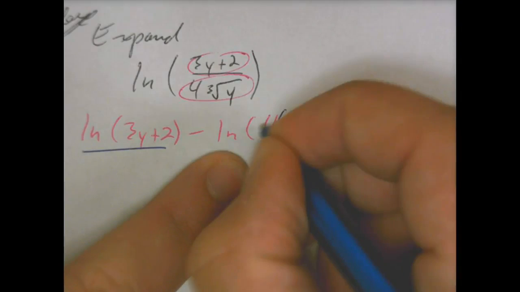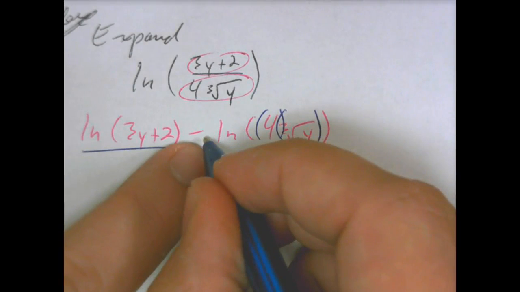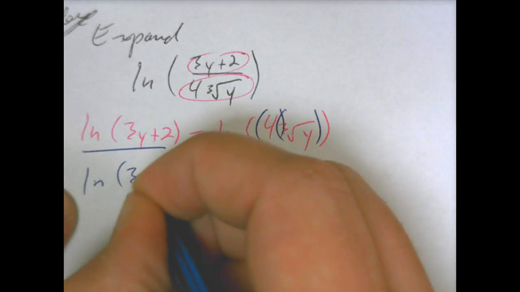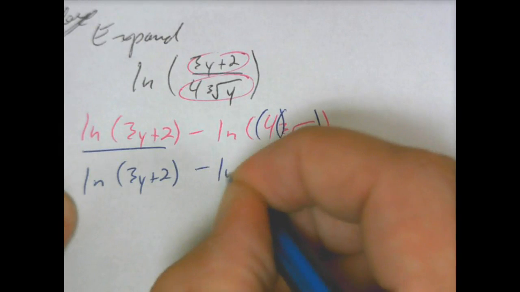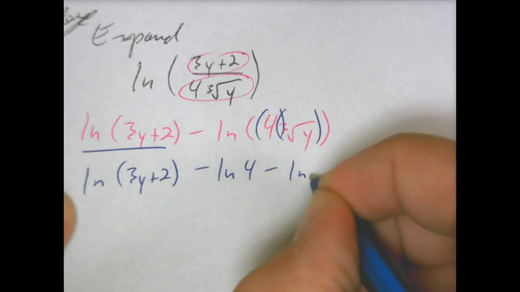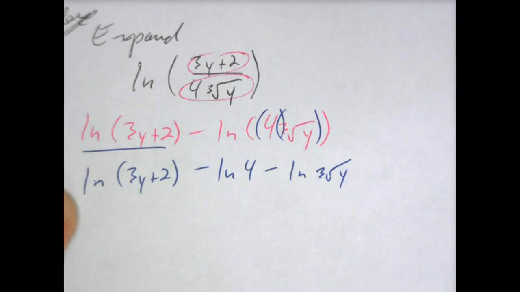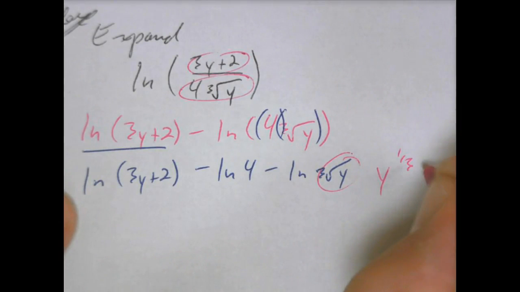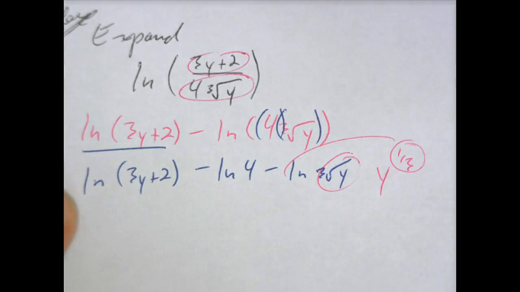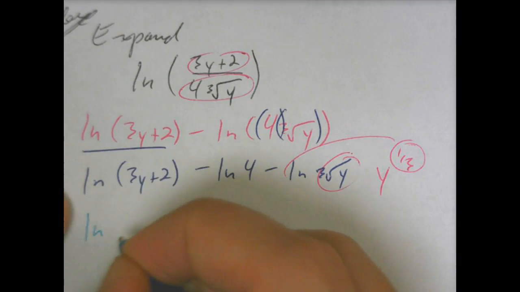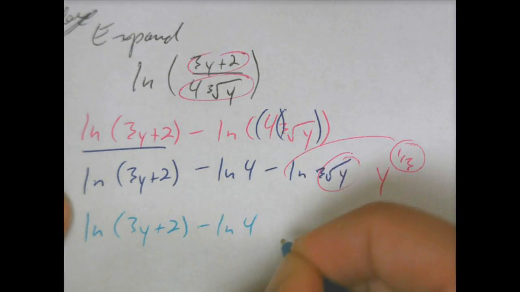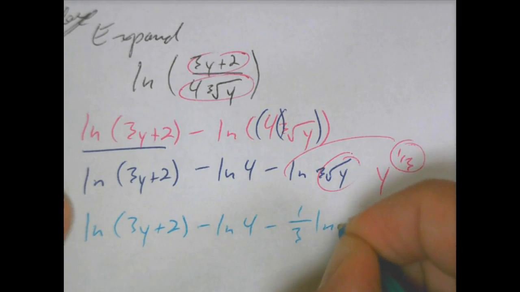This is multiplication in here. So notice you have a minus sign there. We are going to distribute that to both logs. So ln 3y plus 2, I'm not changing this one, minus ln 4 minus ln of the cube root of y. And then from here, don't forget the cube root of y is the same thing as y to the 1/3 power. So you can take that 1/3, throw it in front of your natural log, and rewrite the entire answer. So natural log 3y plus 2 minus ln 4 minus 1/3 ln y.